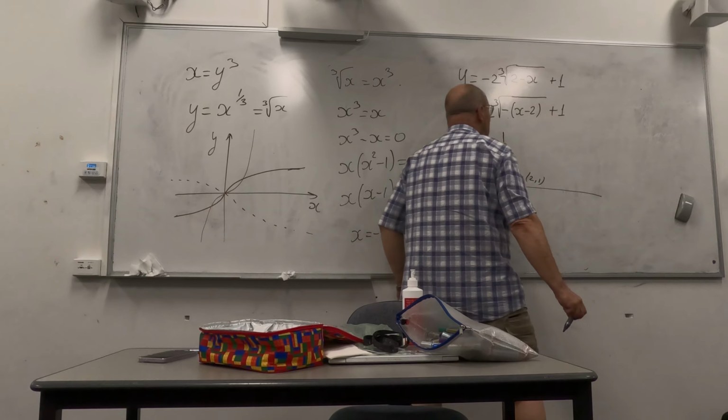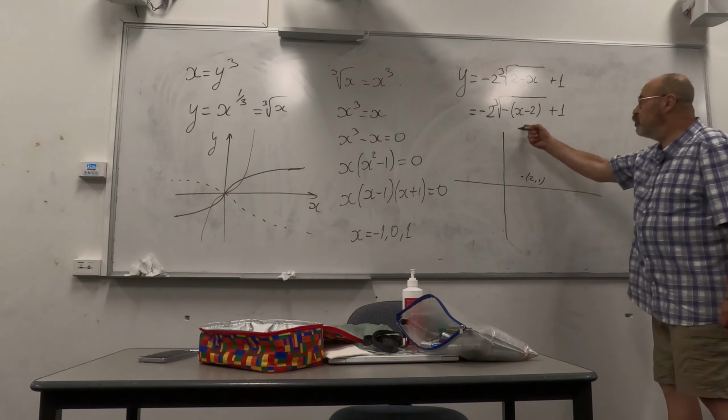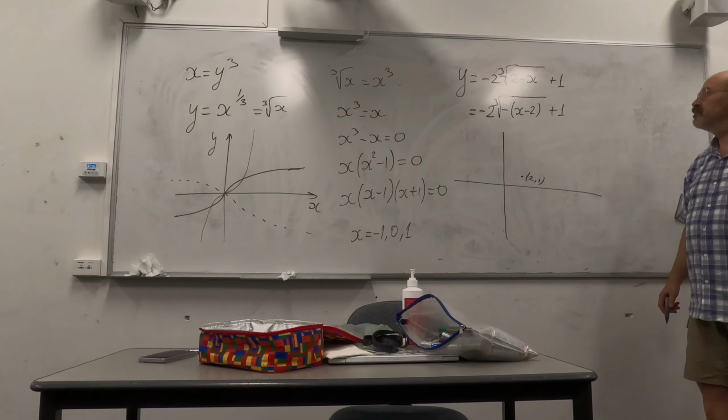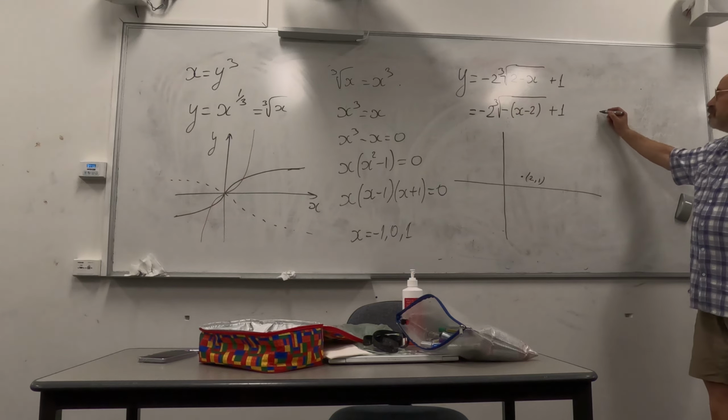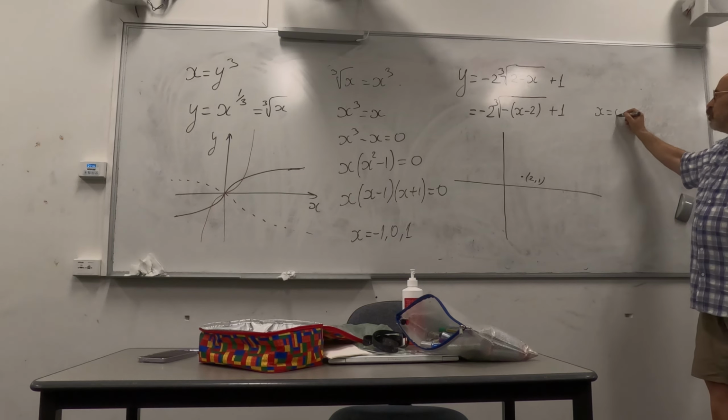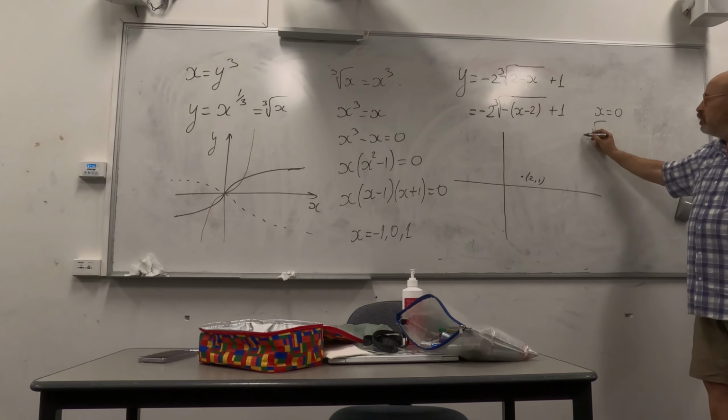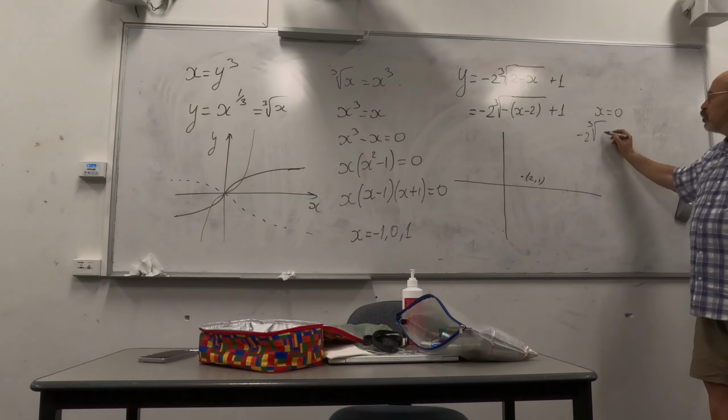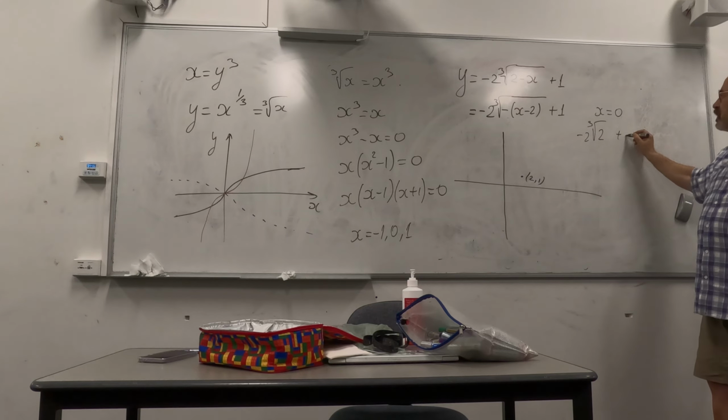And let's find the y-intercept. What will be the y-intercept? x equals 0. It'll be negative 2 cubic root of 2 plus 1.